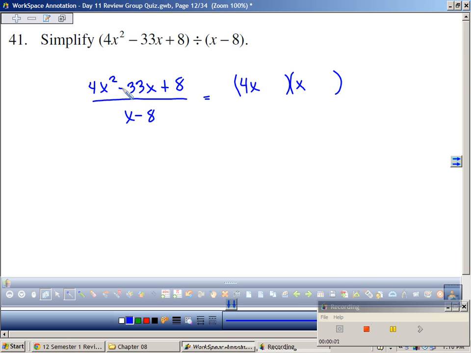So it's got to be both negative because this is a positive, right? Negative times a negative is a positive. How do you want to factor 8?